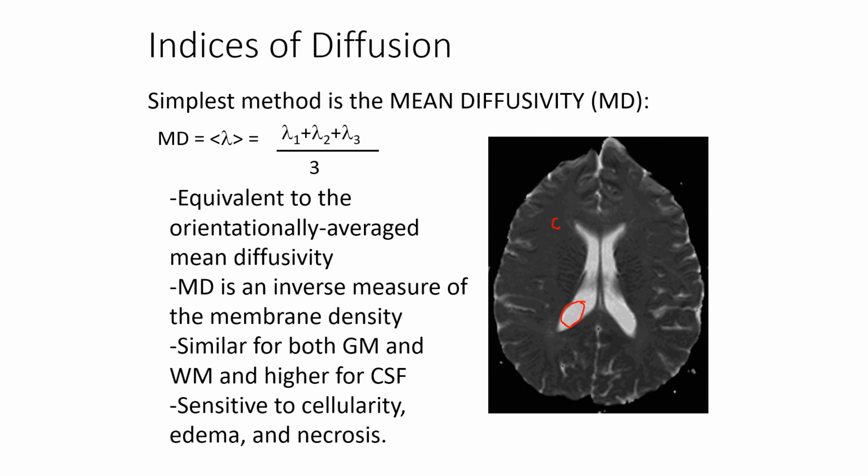So again, if someone came in for a scan and they had areas within white matter that were brighter, that's unexpected, and that could indicate increased diffusion, higher mean diffusivity, and that isn't necessarily good in that case.